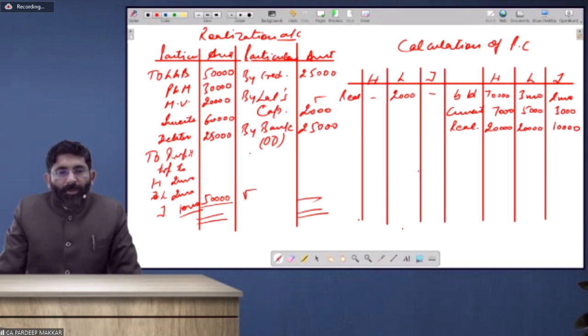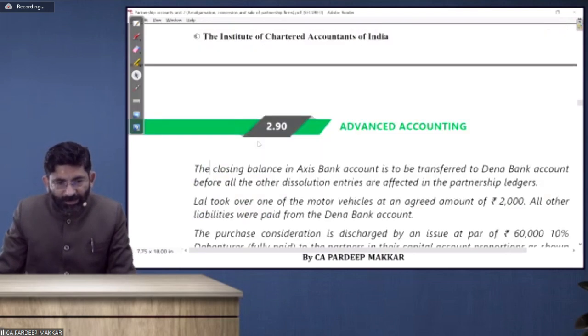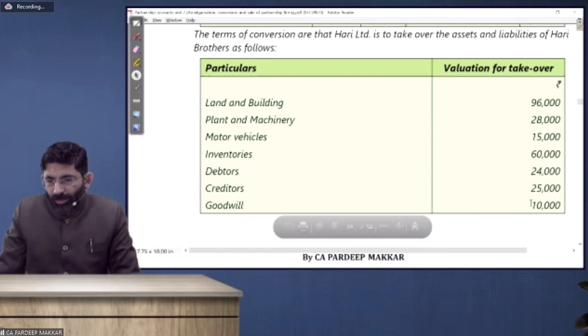Now what is to be transferred? Is there any goodwill treatment in the question? See, something is mentioned about the goodwill also. Yes, he says goodwill worth rupees 10,000 is there.